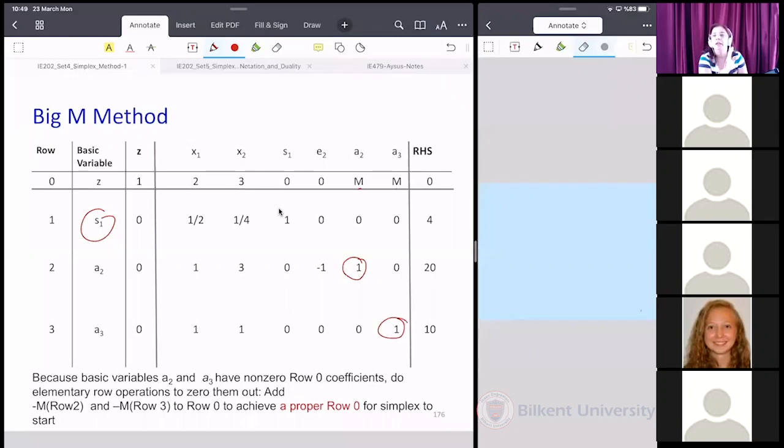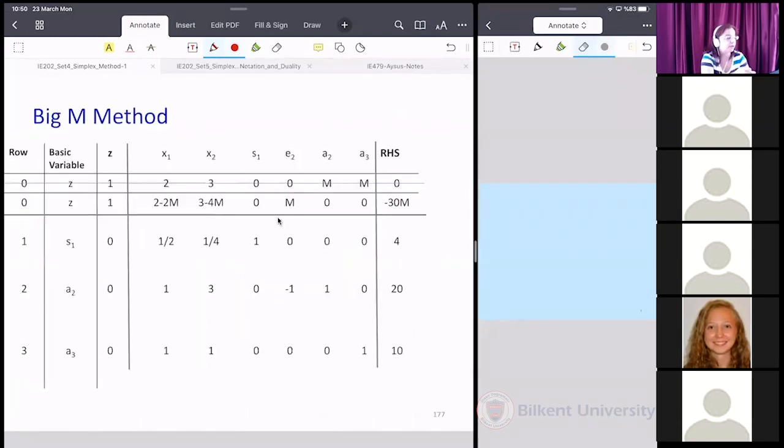Now, there is one important thing that you should never forget. In the basic feasible solution in a legitimate simplex table, these are not allowed, right? If this is a basic variable, the row 0 coefficient should also be 0. So I can still utilize elementary row operations and get rid of these from here, right? Because I don't want M there. They're supposed to be 0. How do I make them 0? You multiply this row with minus M, and you multiply this row with minus M, and add them up, right? That's what we have done.